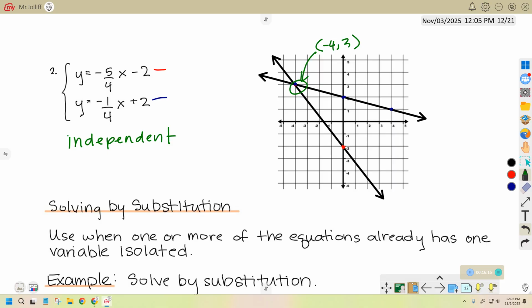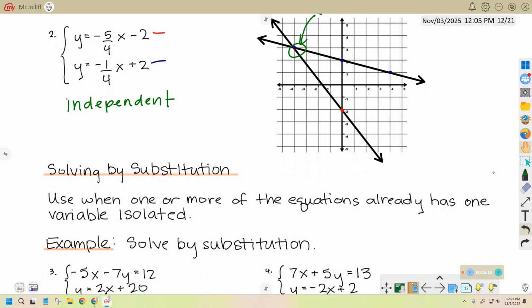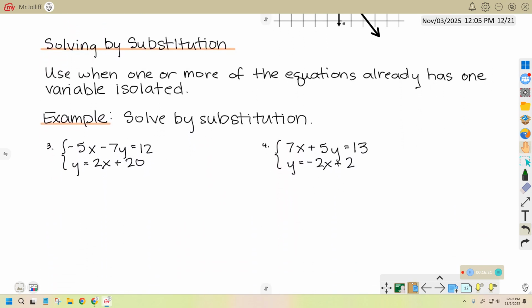The first being substitution. We use substitution when at least one of the equations has already been solved for one of the variables, meaning it's in slope-intercept form, we solved for y, or it's been solved for x, x is by itself. To use substitution, in one or more of the equations I have to have a variable by itself. And what we do is we take that equation and substitute it into the other equation.